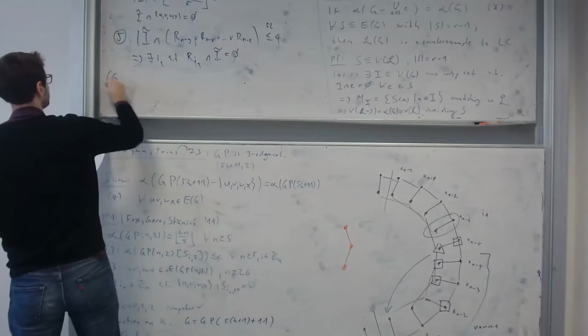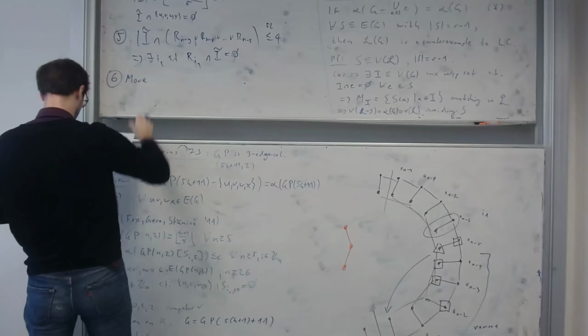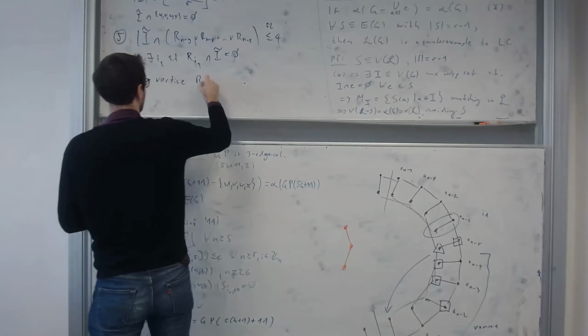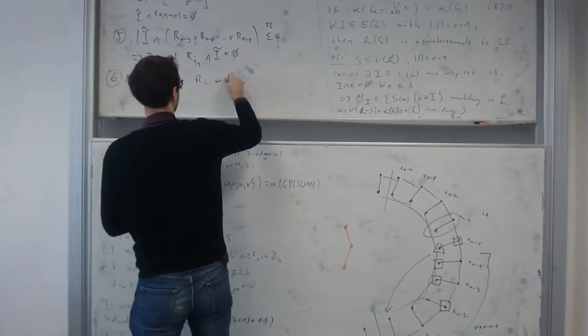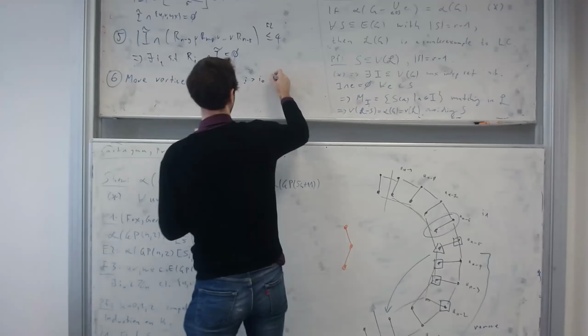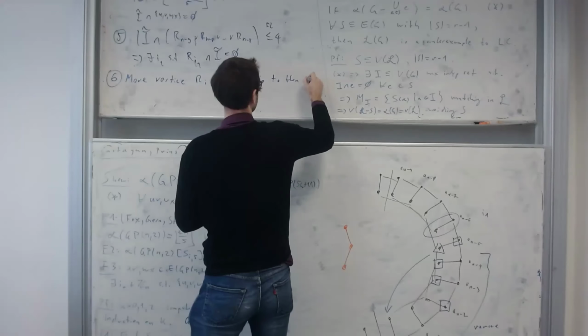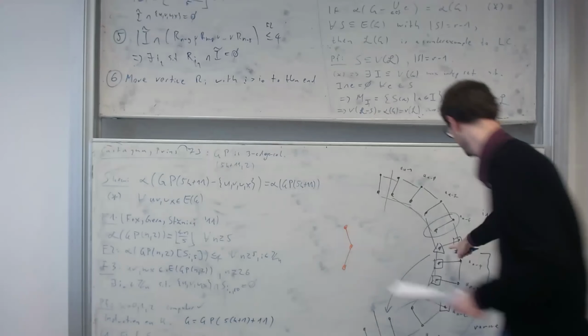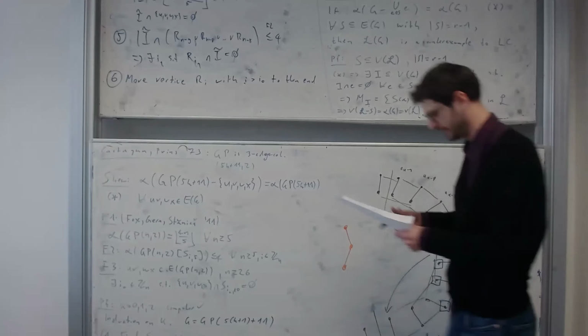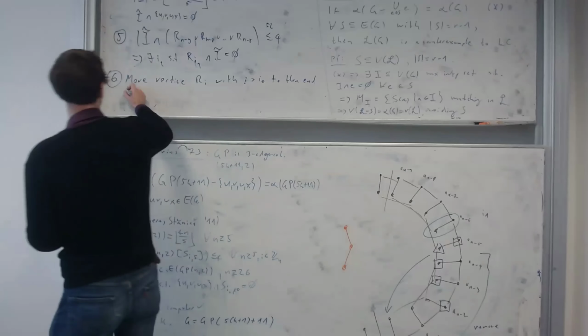6. Move vertices Ri with i larger than i0 to the end. Right? That was the way I said that we move this here. If this was 2 rungs, then we would move these 2 rungs to the end and add 4 more vertices.